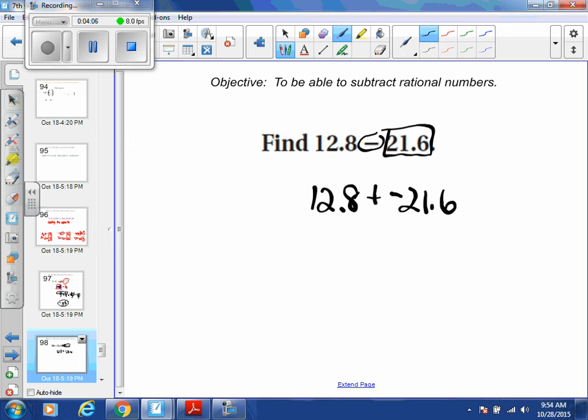Okay, then I'm going to say, let's use common sense. Do I have more positives or negatives? I have definitely more negatives. So my answer is for sure going to be negative something. All right, if I have approximately 21 negatives, and actually let's round that up, I have approximately 22 negatives, and I have approximately 13 positives. 13 of these positives will cancel with 13 of these negatives, and I'll have about 9 negatives left.